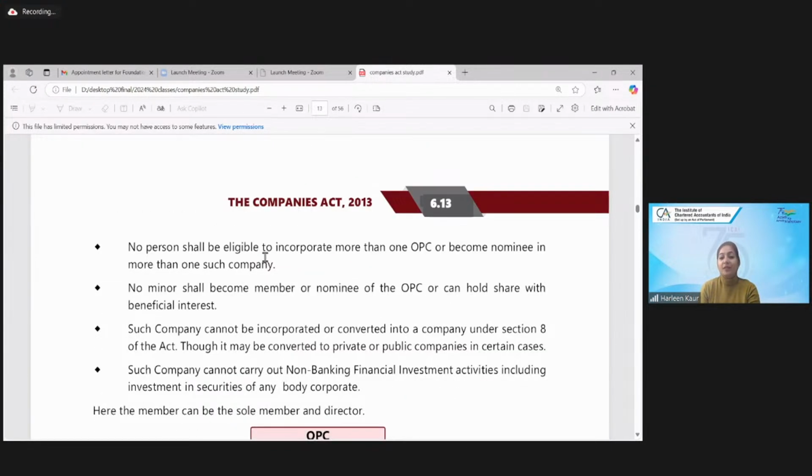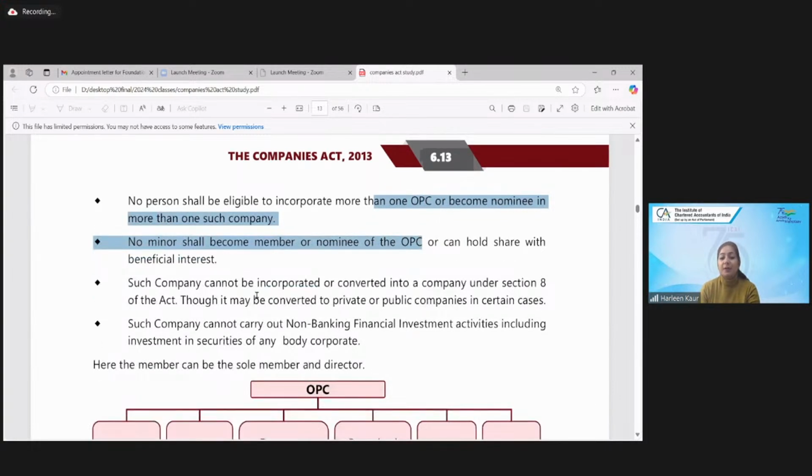No person shall be eligible to incorporate more than one OPC or become nominee in more than one. So you can open up only one OPC and you can be nominee in only one OPC. A minor cannot be a member in OPC. Such companies cannot be converted into Section 8 companies. What are Section 8 companies? Section 8 companies are the charitable companies. OPC can never be a charitable company. But they can become private or public limited companies.